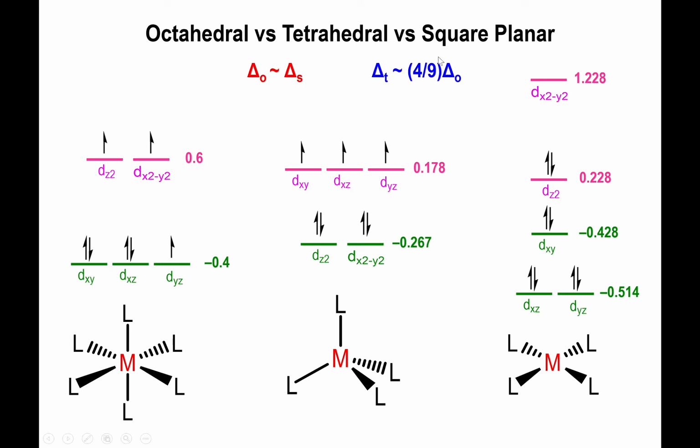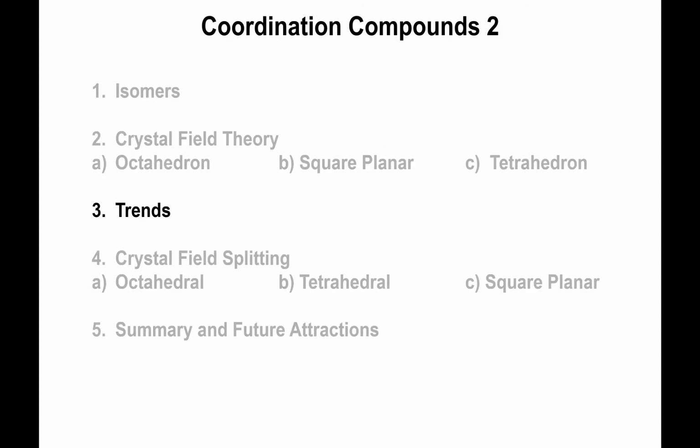Altogether, delta octahedral is roughly the same as delta square planar, and delta tetrahedral is 4/9 of delta octahedral. So it's actually a lot smaller than your delta octahedral splitting. Okay, so we'll stop right there and we'll continue in the next video by looking at trends.